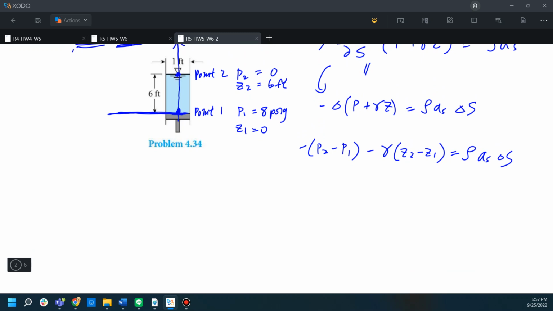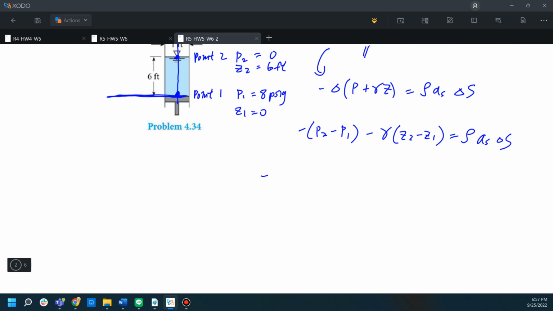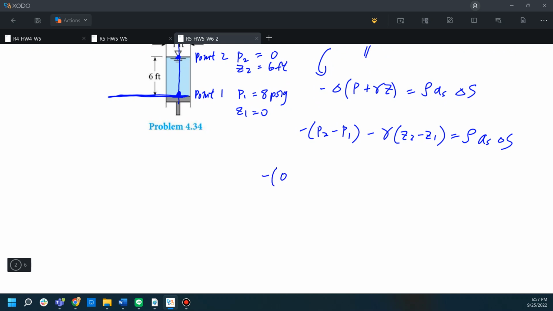And we know that P2 is equal to 0 and P1 is equal to 8 PSIG. So we can further plug in those values: 0 minus 8 PSIG, and we will convert the units into inches and feet. So we multiply by this unit conversion term, 144 inch square divided by feet square.